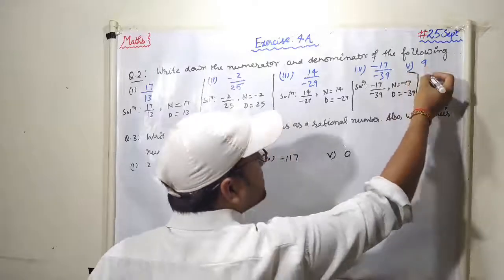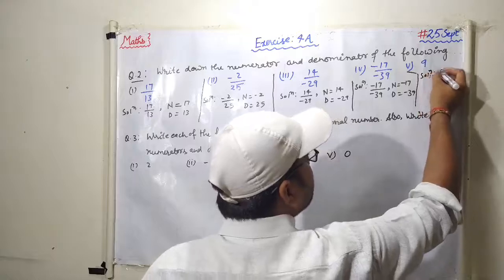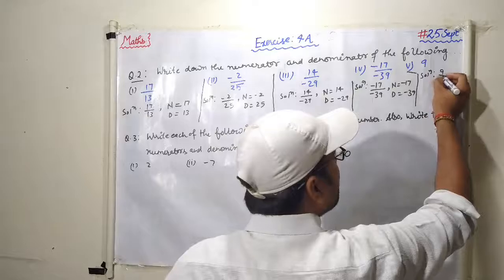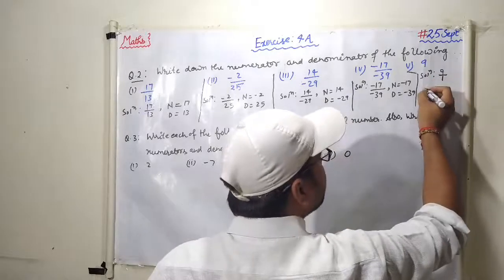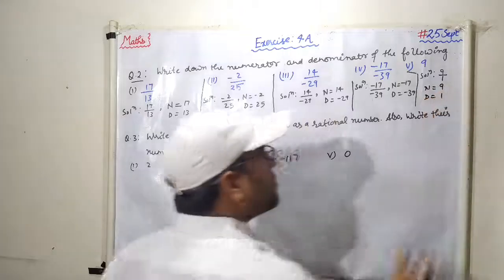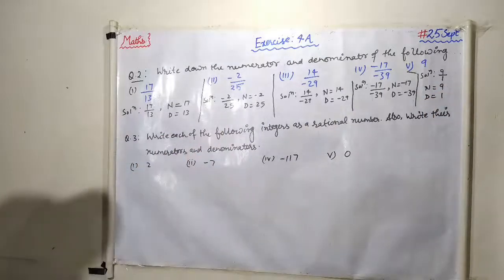Same for question number fifth. 9. It is only one digit, 9. So you will write this as 9 upon 1, and then its numerator is equal to 9 and denominator is equal to 1. Any problem, students? For this type of question, it is very easy.